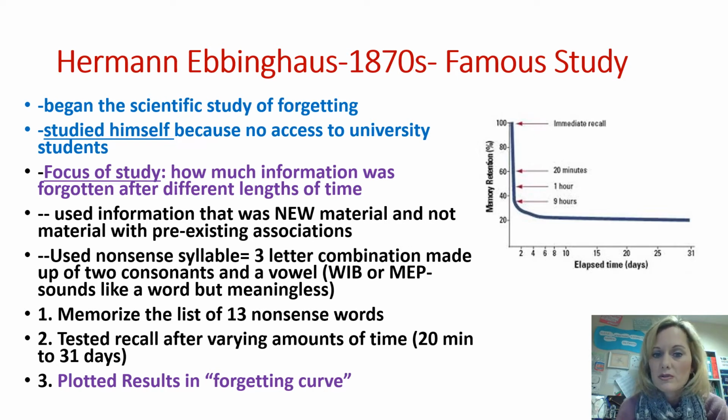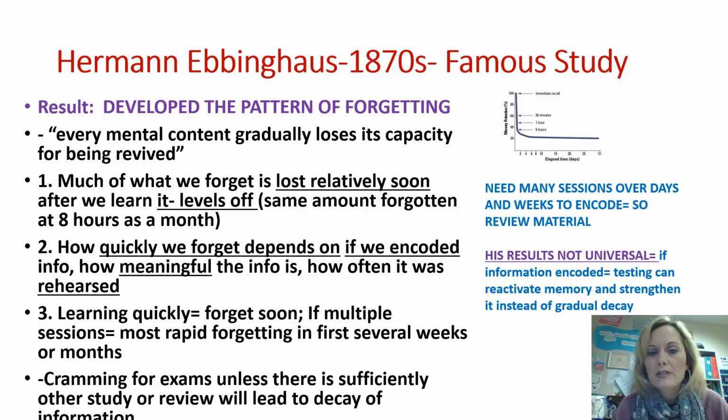So he used nonsense words, 3-letter combinations like WIB and MEP that mean nothing, at least to that person. And he would try to find something that wasn't an acronym for a place that they worked at or whatever it might be. So they were meaningless words. These people memorized a list of 13 nonsense words, and then they had to recall after a variety of times, from 20 minutes up to 31 days. And that's when he plotted this curve that's called the forgetting curve.